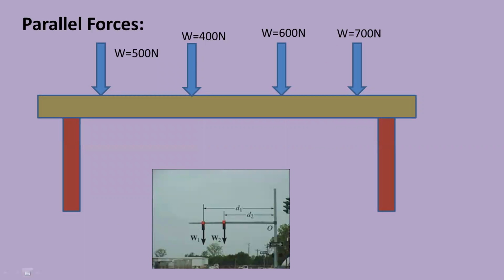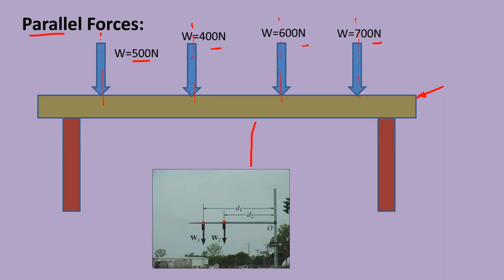Next is the parallel force system. Parallel means the lines of action of all forces must be parallel. Four forces act on one table: 500 Newton, 400, 600, and 700. Their line of action, that is the imaginary line passing through the force vector, so these lines of action are parallel to each other.